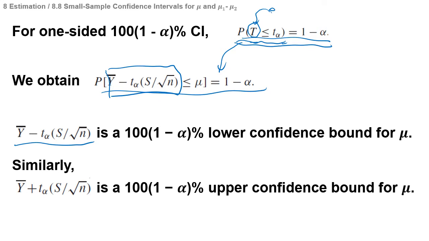And similarly, if you do this from a different way, then you can find that y bar plus t alpha s over square root of n is the upper confidence bound for mu. Okay.